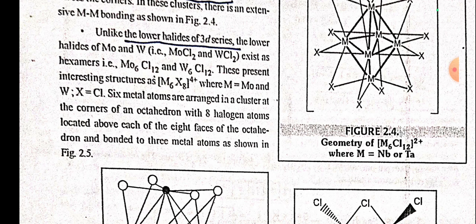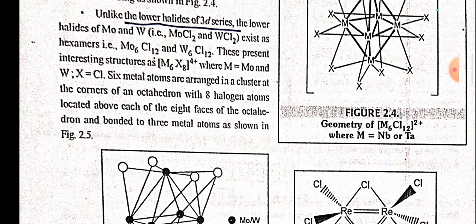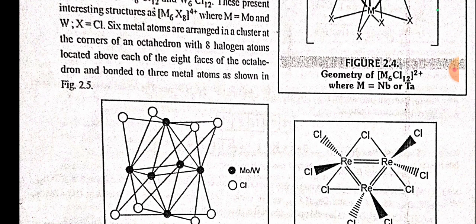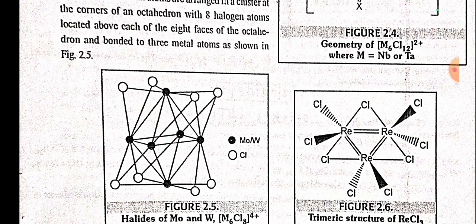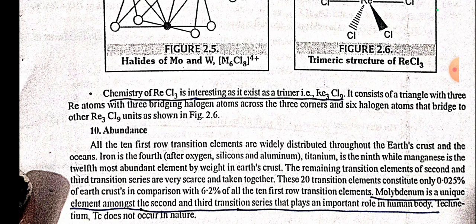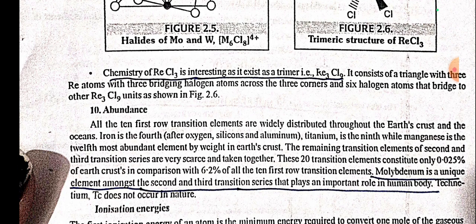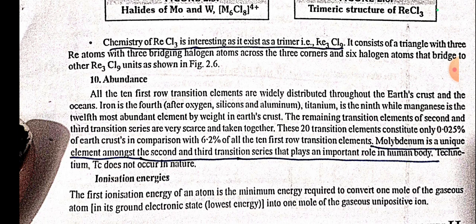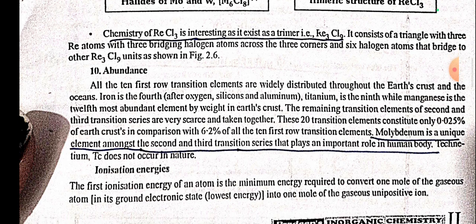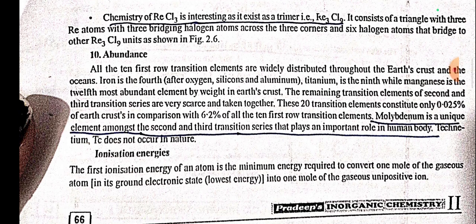6 metal atoms are arranged in a cluster at the corners of the octahedron with 8 halogen atoms located above each of the 8 faces of the octahedron and bonded to 3 metal atoms, as shown. The chemistry of ReCl3 is interesting as it exists as a trimer, Re3Cl9, and it consists of a triangle with 3 Re atoms, with 3 bridging halogen atoms across the 3 corners and 6 halogen atoms. These bridge to the other Re3Cl9 units.